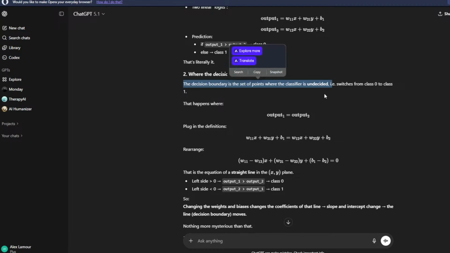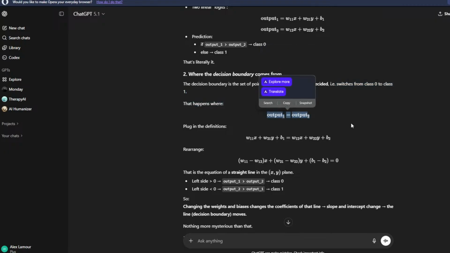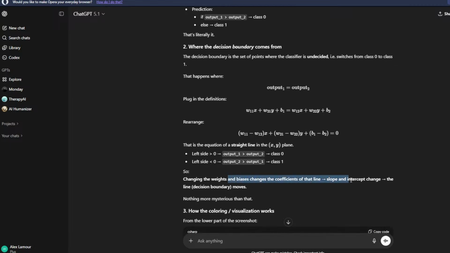The decision boundary is the set of points where the classifier is undecided. Switch from class 0 to class 1. Output 1 equals output 2. So plug in the definitions, rearrange. You slide that over. Left side greater than 0, output 1. Okay, so if the left side is greater than 0, output 1 is greater than output 2, which makes it safe. If the left side is less than 0, output 2 is greater than output 1, making it poisonous.